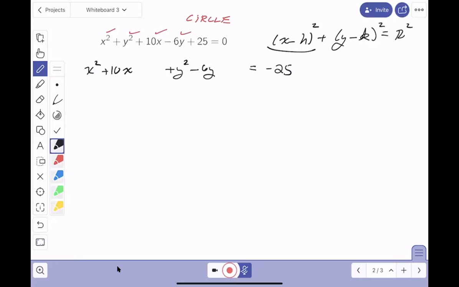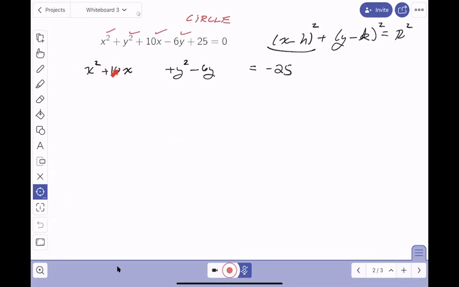Okay, I'm still not there. So someone says, what are you trying to do? Well, I need to go back to my past and I need to get perfect squares. How would you do that? By completing the square. So hopefully you remember back when we did completing the square, the coefficient here has to be 1, and it is. This is nice if it's even, and it is.